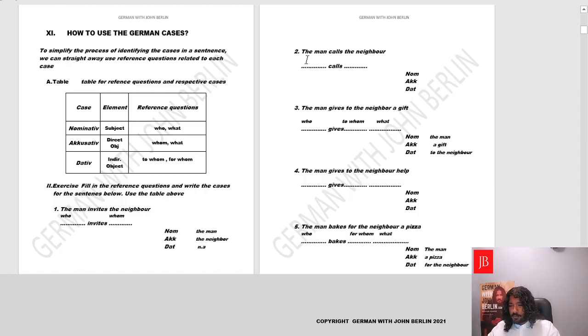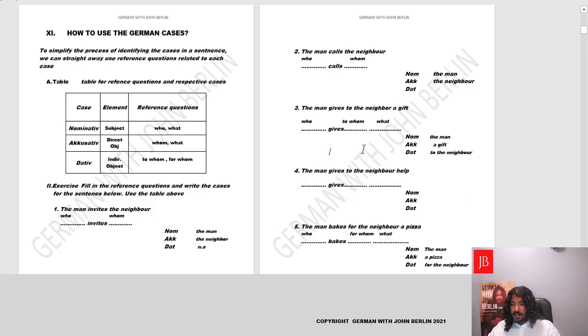Moving forward, the man calls the neighbor. Who is doing the action? The man. So we could write here who calls the neighbor. To whom is the action happening? The neighbor. So nominative is basically the man, and accusative is basically the neighbor. Yes, fantastic. Similarly, we could do the others.